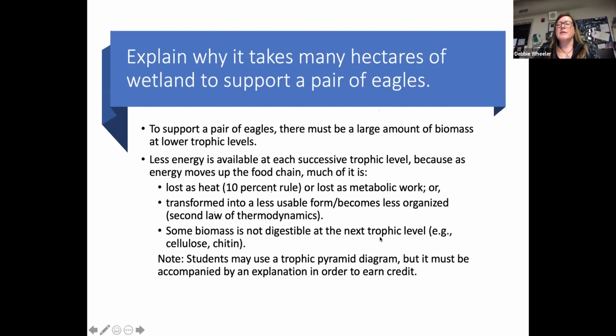So you might think about plants, which are producers at the bottom of the food chain. They have this root system that's probably not going to be consumed by herbivores. And so that is biomass that will not be transferred up.